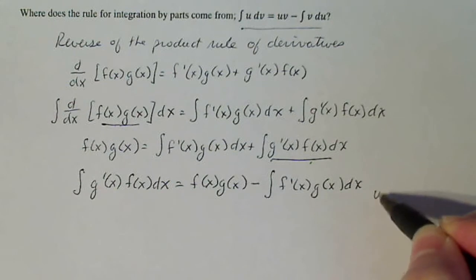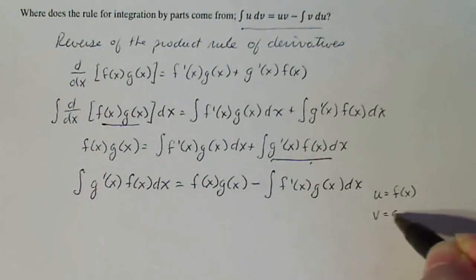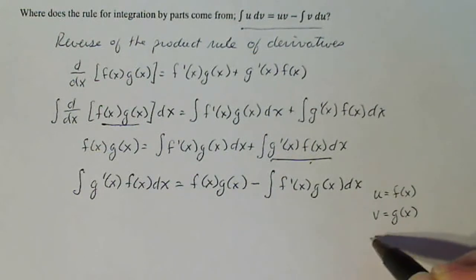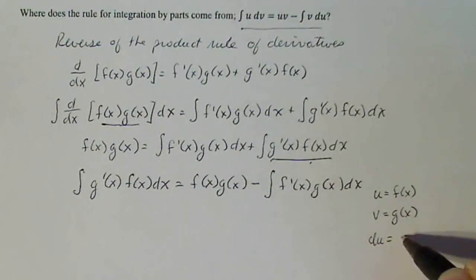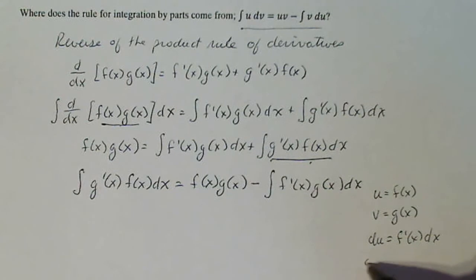So we're going to let u equal f of x. We're going to let v equal g of x. We're going to let du equal f prime of x dx, just like in integrating by substitution. And then we're going to let dv equal g prime of x dx. Okay, and then I'm going to make my substitutions.